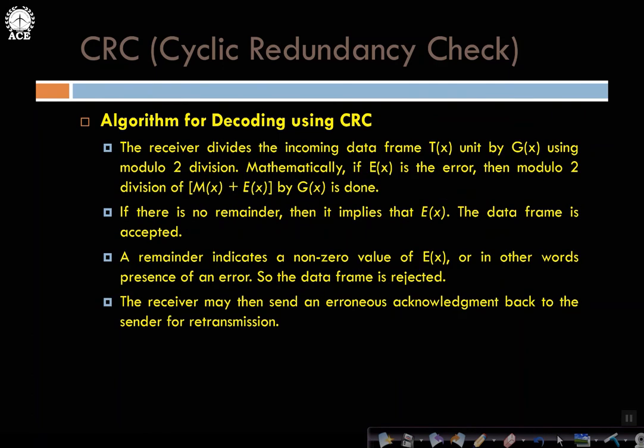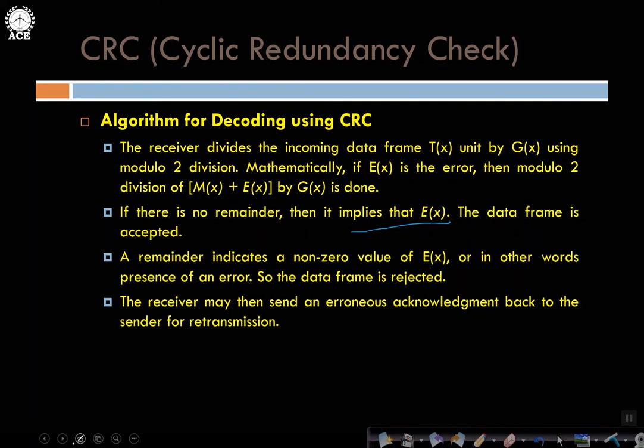Then at the other end, what is going to happen? The receiver divides the incoming data frame by g of x, again using modulo 2 division. If the remainder is 0, then the frame is not in error. Otherwise, if the remainder is not 0, then it is in error. If there is no remainder, it implies that the data frame is accepted, that is, no error. A non-zero remainder indicates a non-zero value of e of x, meaning there is some error and the frame is rejected.